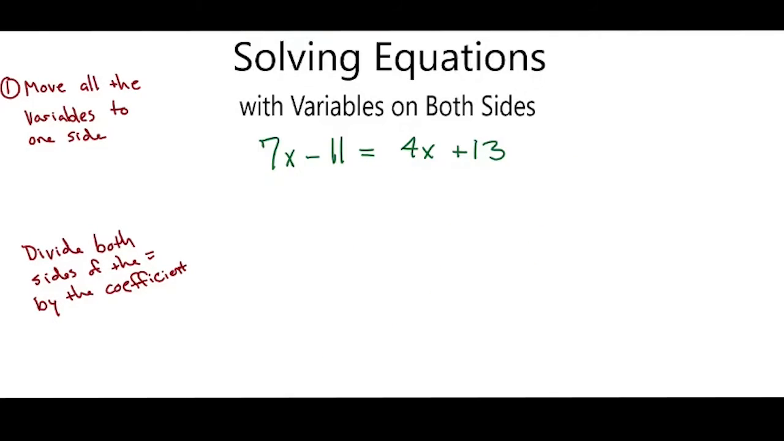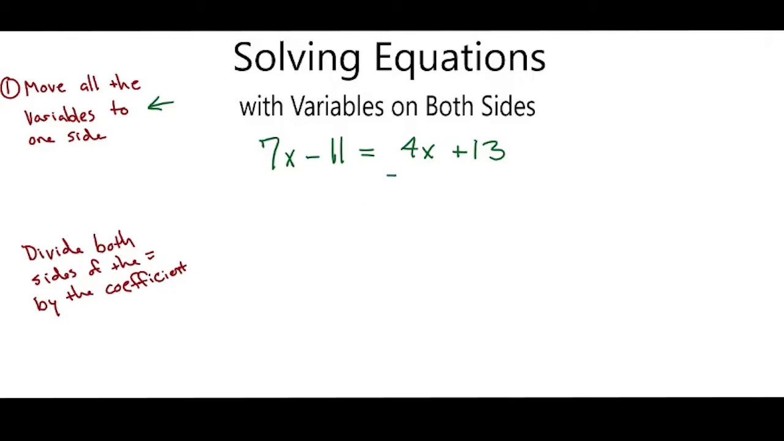So here we have 7x minus 11 equals 4x plus 13. Notice that there are variables on both sides of the equation, but there are also constants on both sides of the equation. So I'm still going to move all the variables to one side first as my first step. So I'll want to move this 4x to the other side of the equation, and I do that by subtraction.